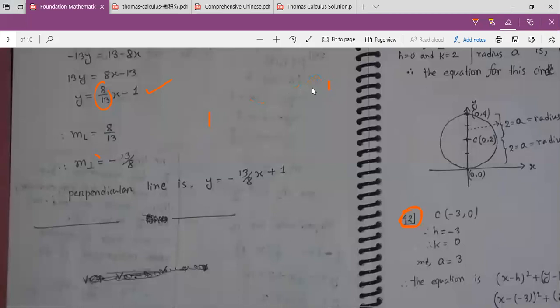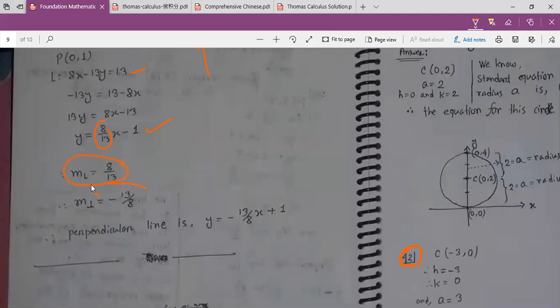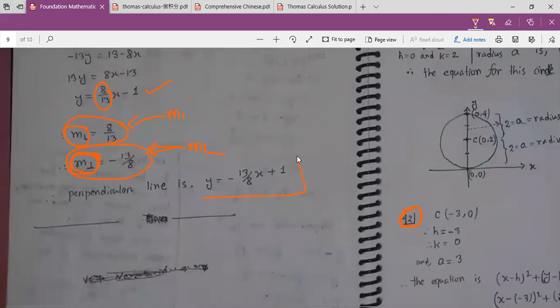This is our first m and this is our second m. If we get the first m, then we can calculate the second m, okay? Suppose this is m1 and this is m2. Why? To find our equation, you see here the value of m is -13/8, and this is our y intercept.